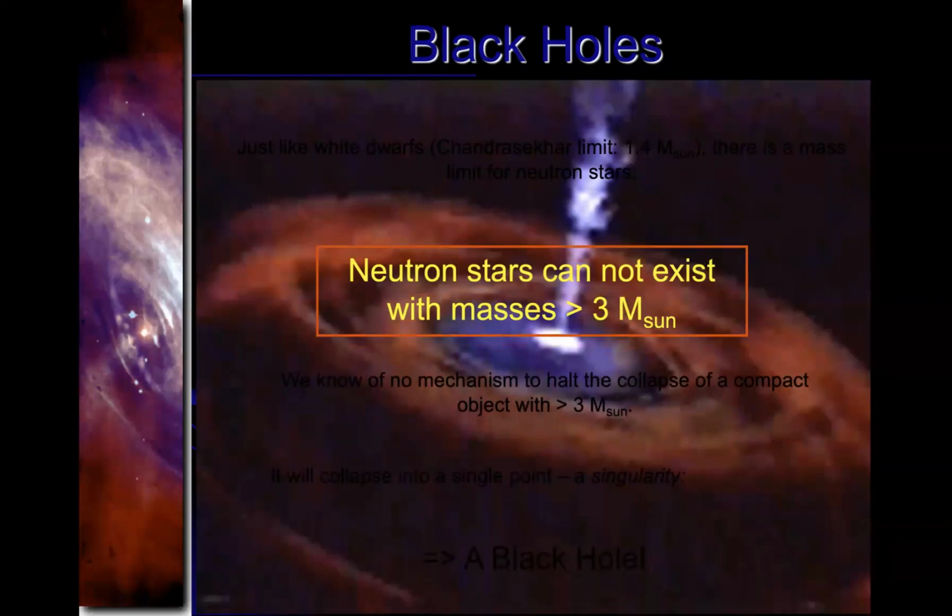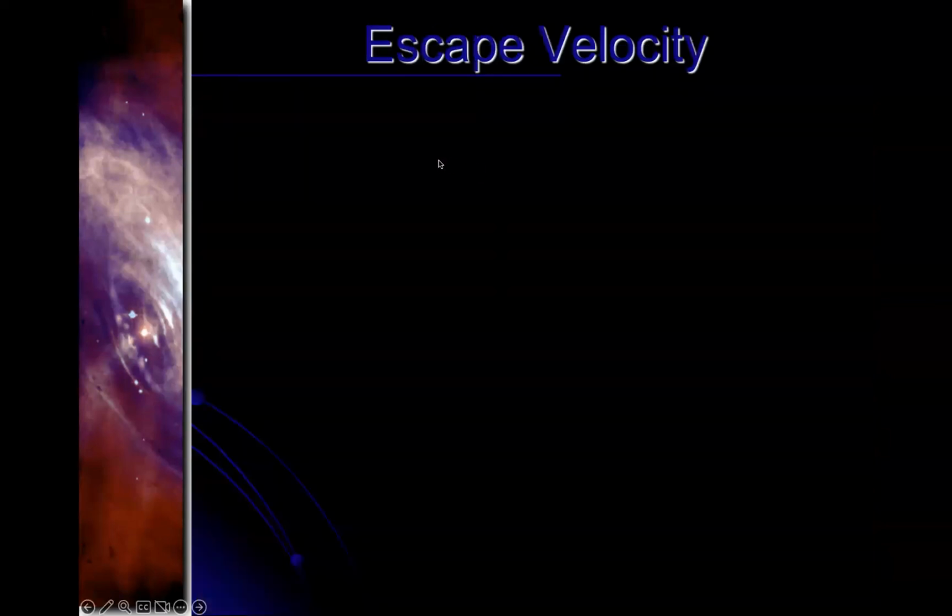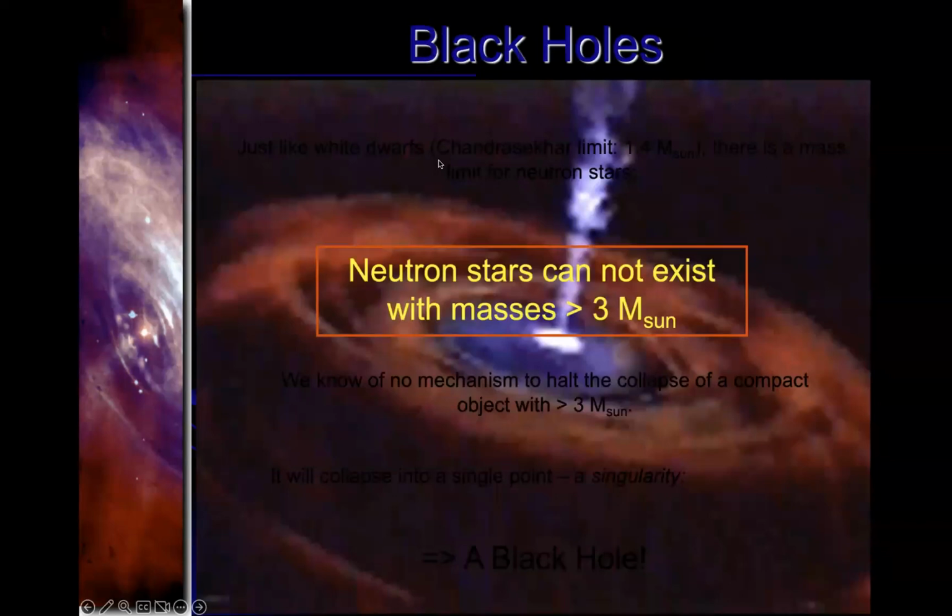So in the previous chapter, we talked about neutron stars, and we found that their limit was 3 solar masses. So at slightly less than 3 solar masses, the neutron degeneracy pressure stops the contraction of the star, and it comes to a certain size and becomes stable.